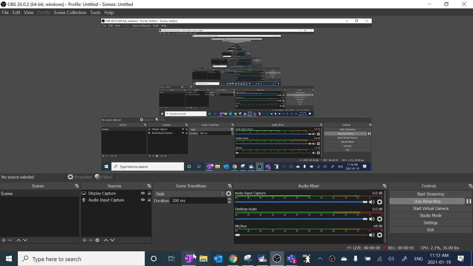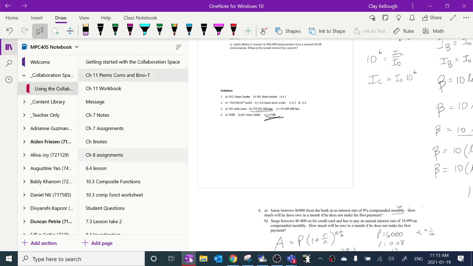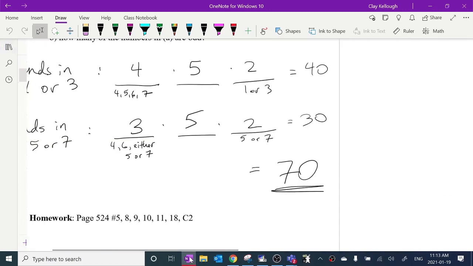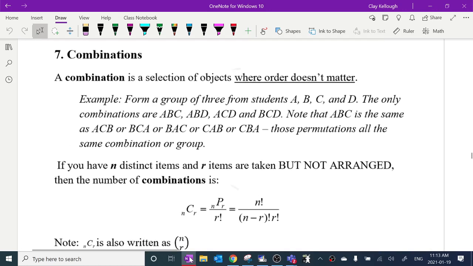There we go. Okay, so we're going to do the lesson on combinations today. So we are past that. We are here. Combinations.